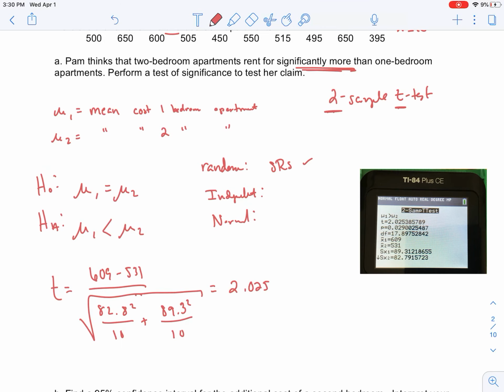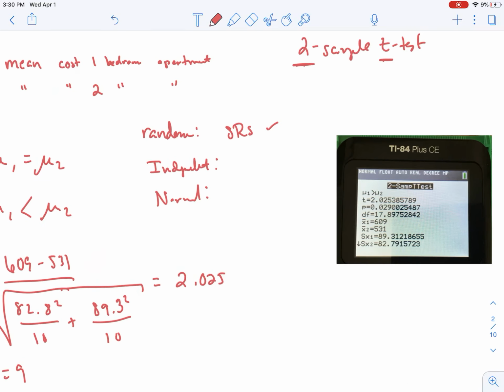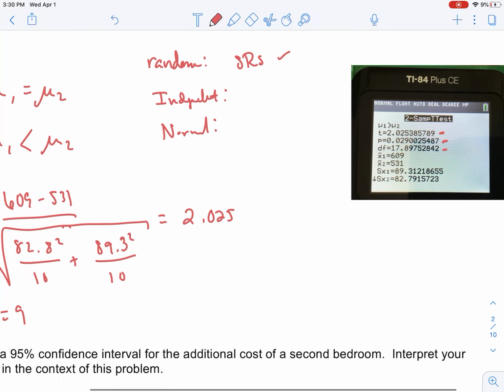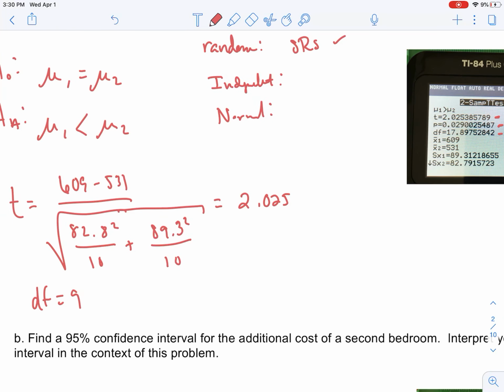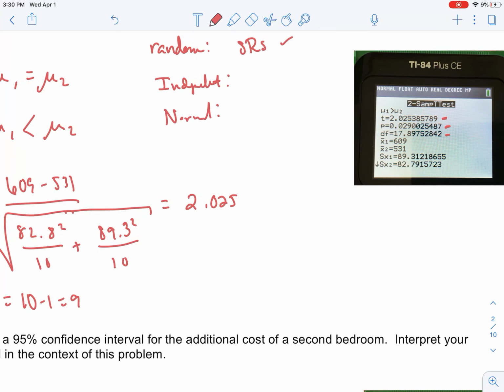That's what I would get if I did it by hand. I would get 9 degrees of freedom because it's 10 minus 1. That's a conservative approach. If I did it in the calculator, I would get the same things. I'd get this for t, this for my p-value. Degrees of freedom, if the calculator does it, 17.8 or 17.90. Yeah, you can put that. You can also put this conservative approach. If you're going to put the conservative approach, I would probably do it as 10 minus 1 if you're doing it with the card.